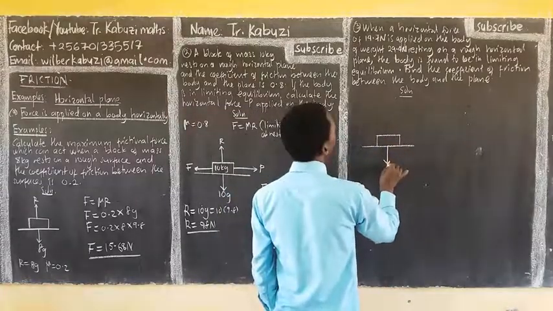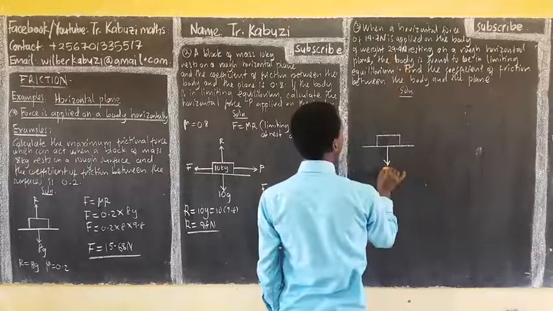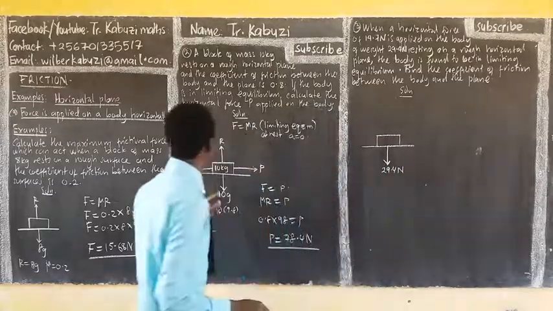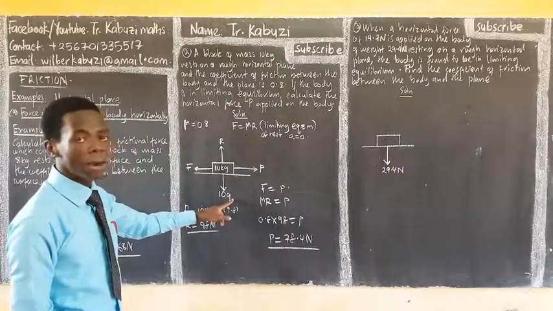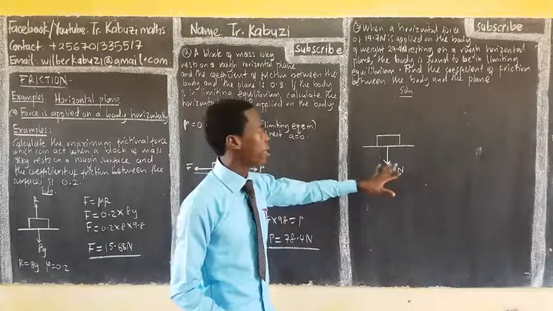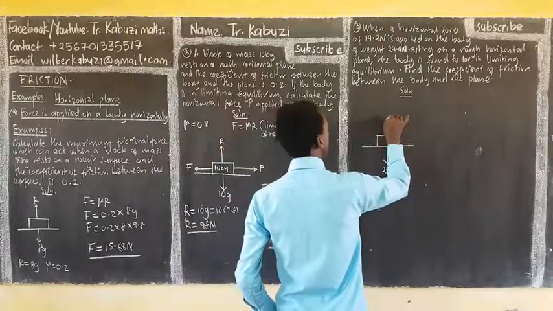So the weight of this body, they are telling us, is 29.4 newtons. Now here they have been giving us mass. That's why we are multiplying by gravity. But here they are giving us weight. I think you know the difference. When they give you weight, it's what you put there. Then this one will have a reaction force.